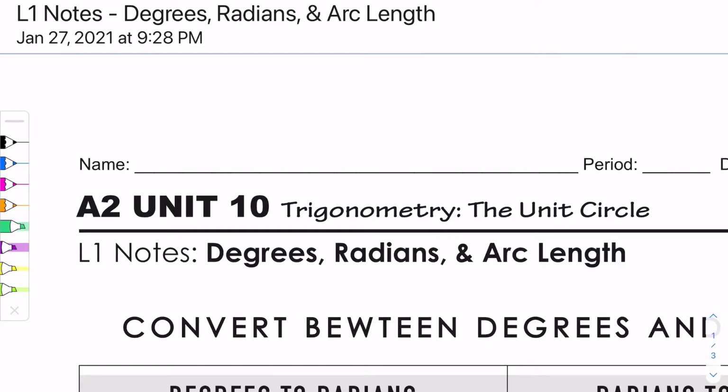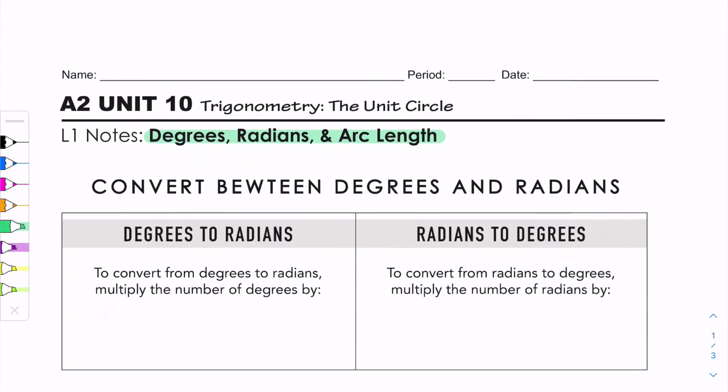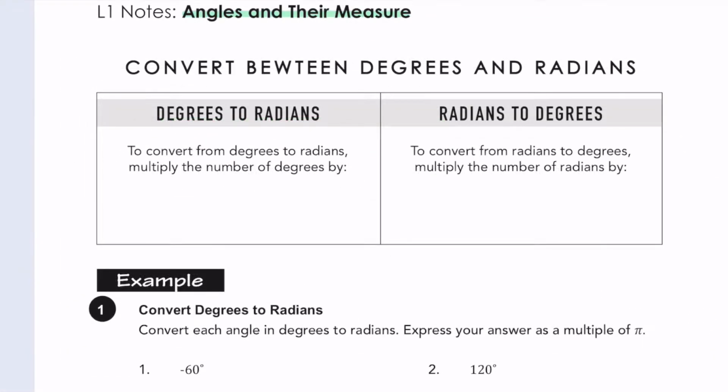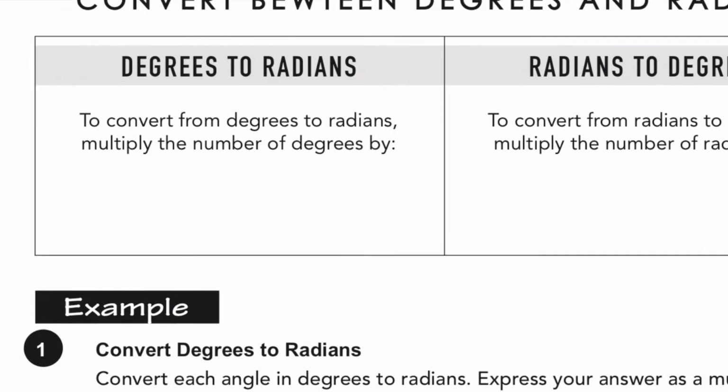Today we're starting the last unit of the year, and the first lesson is on degrees, radians, and arc length. So just talking about basic angles in the coordinate plane and converting between degrees and radians. To begin with, we're going to learn how to convert something that's in degrees to radians, which is definitely a new topic for you guys, and then vice versa, so converting radians to degrees.